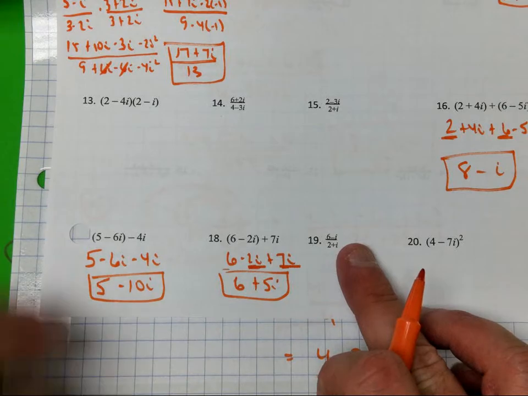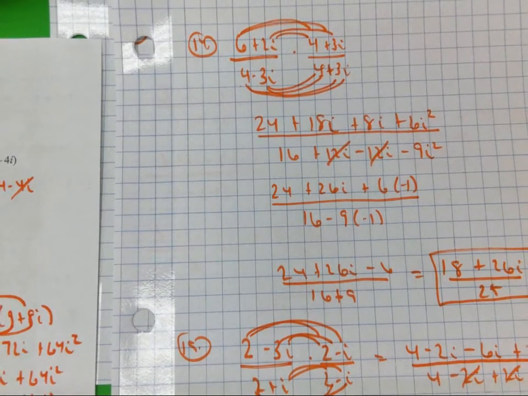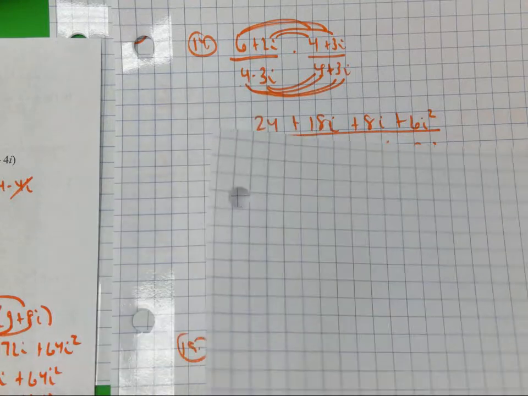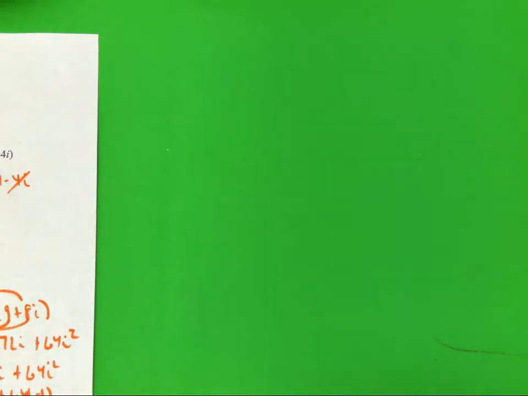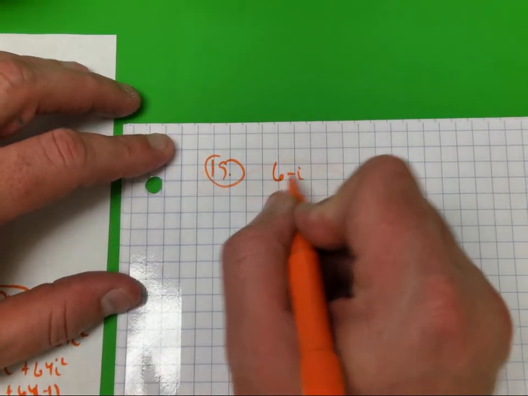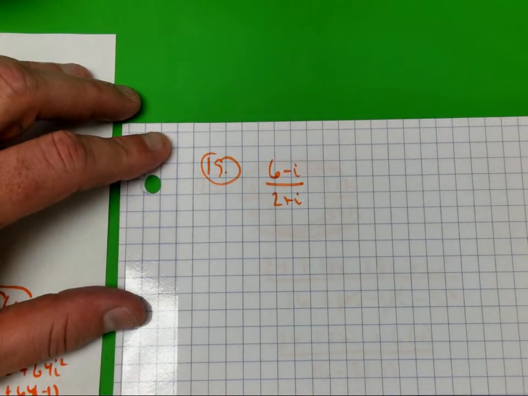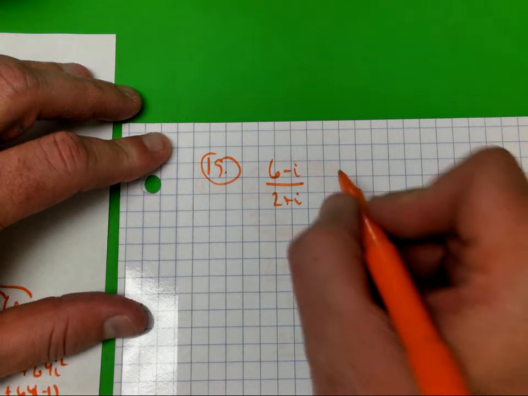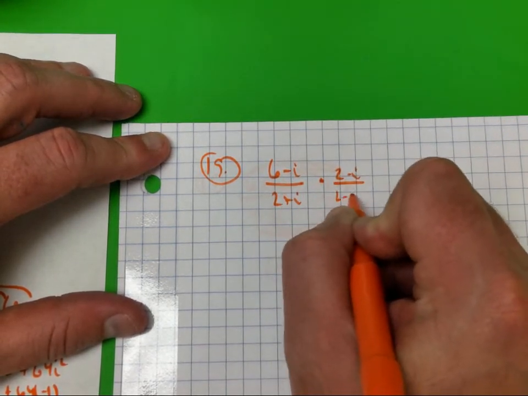Okay, number 19. I'm going to write this on another sheet of paper. Number 19. 6 minus i over 2 plus i. Okay, I'm going to get rid of that imaginary unit in my denominator. I'm going to multiply by the conjugate. Conjugate of 2 plus i is 2 minus i.